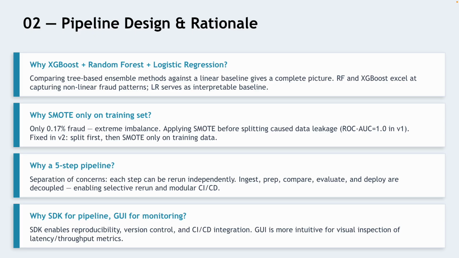Second, why SMOTE only on the training set? With only 0.17% fraud, a naive model would predict legitimate for everything and achieve 99.8% accuracy while being completely useless. SMOTE fixes it, but it must only be applied to training data. In my first pipeline version, I made the mistake of applying it to the full dataset before splitting, which caused data leakage. I caught and fixed this in version 2.